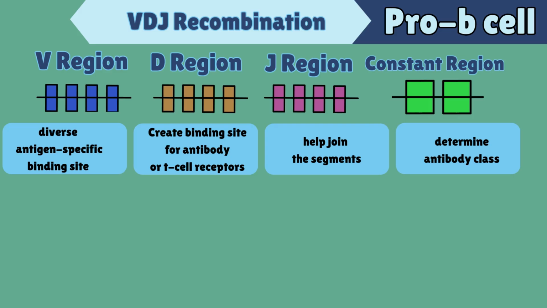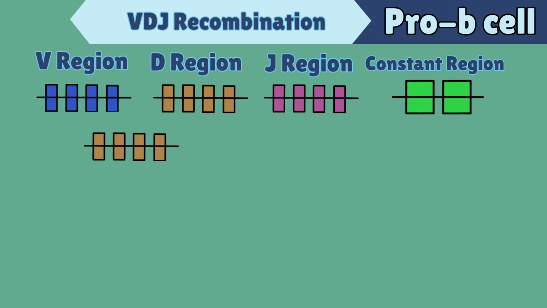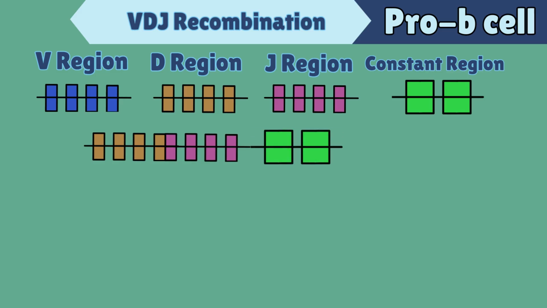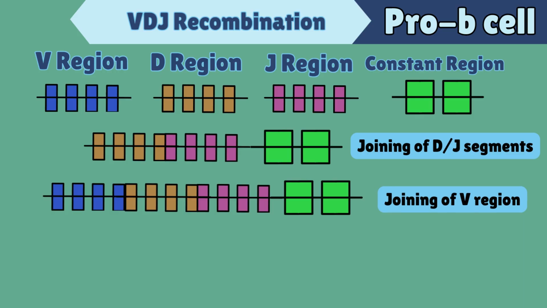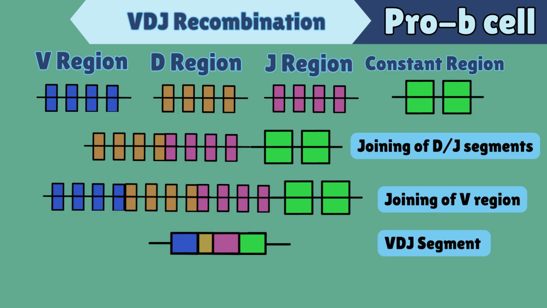The VDJ recombination is completely random. This means the random splicing of the gene is what creates the unique B cell receptors. The first part of the recombination is the splicing of the D and J regions. This will form the DJ segment. Next, the V region will get spliced and join the DJ segment. And then the constant region also gets spliced, and they will form the final gene segment, which is our VDJ segment.